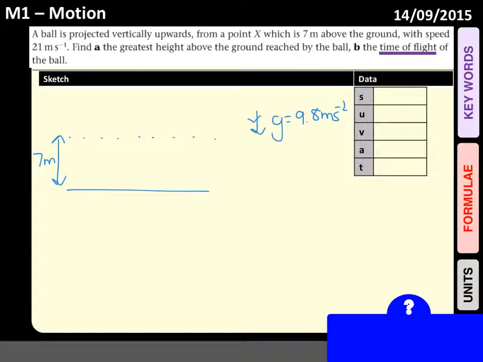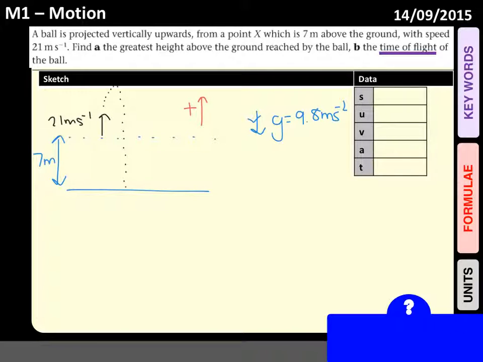Right, I'm going to change colour for the motion of my particle then. So I'm going upwards with an initial velocity of 21 meters per second. So my particle is going to go up until it decelerates sufficiently due to gravity that it's going to fall back down to the ground again. So that black dotted line there is going to be the motion of the particle. Right, we're asked to find the greatest height above the ground and the time of flight of the ball. Before I can do that, my one final thing to add on is my positive direction, and I'm going to choose that to be upwards.